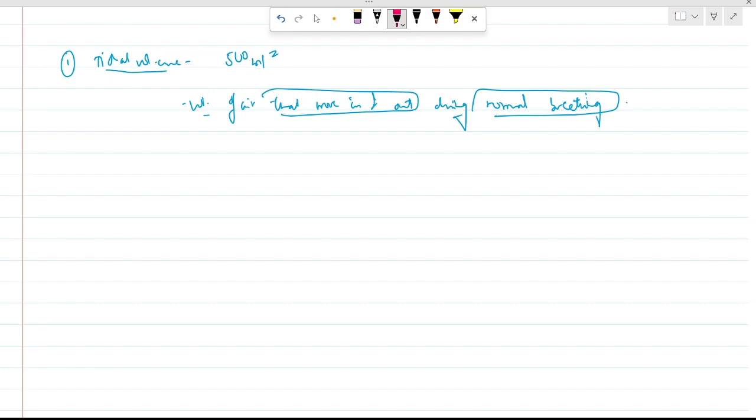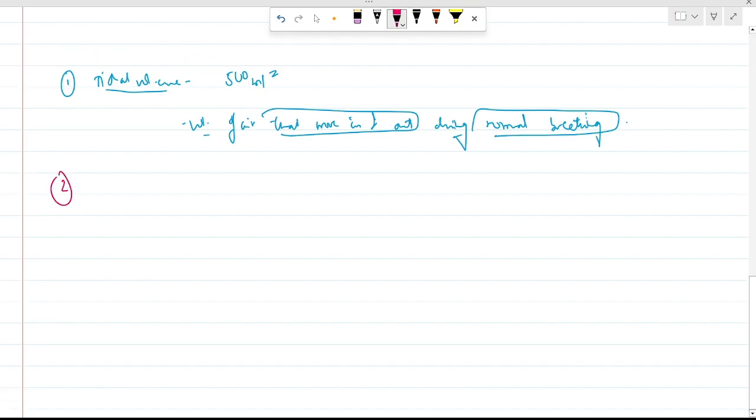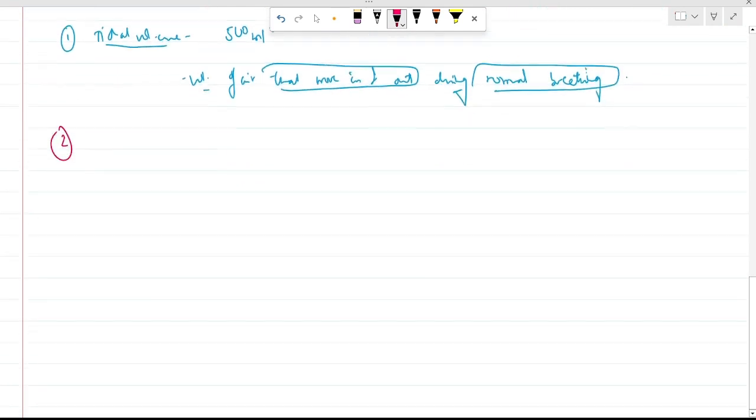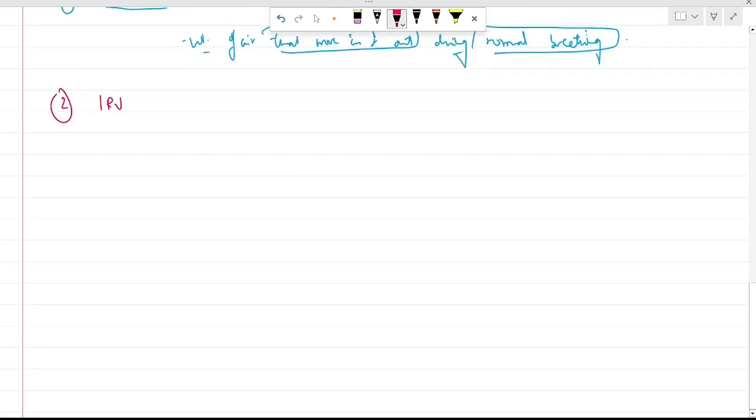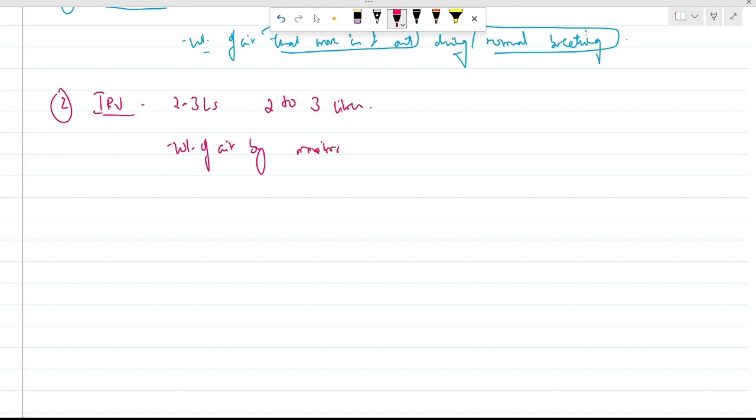Now changing the color to the second volume, we had our what? Yes, inspiratory reserve volume, IRV. First the value is 2 to 3 liters. It's not 2.3 liters, it's 2 to 3 liters. Okay, it is the volume of air by maximal inspiratory effort.